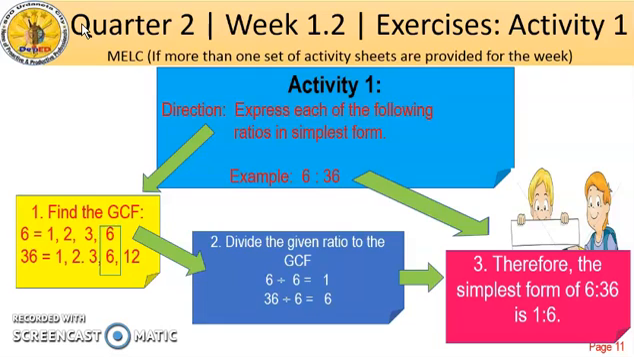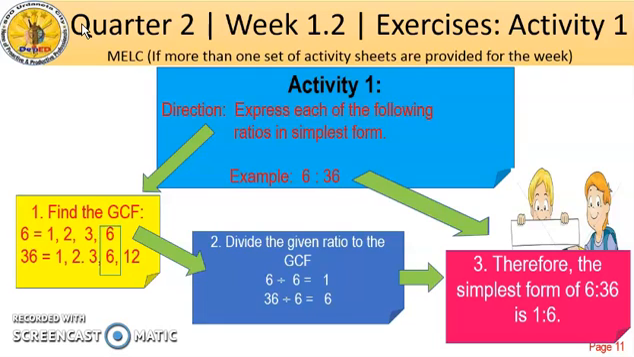For example, 6:36. First, let us find the greatest common factor of both terms. So the factors of 6 are 1, 2, 3, and 6, and the factors of 36 are 1, 2, 3, 6, and 12. So the greatest common factor of both terms is 6.